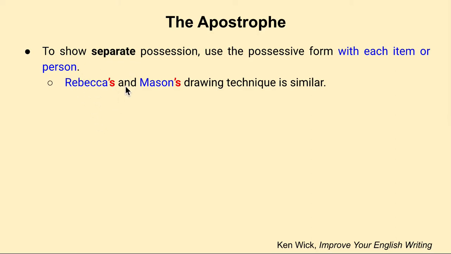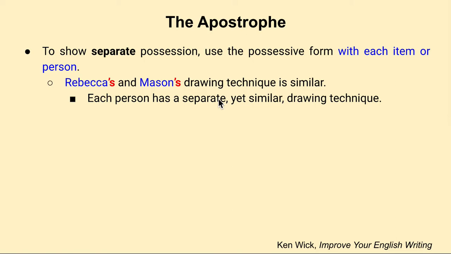So what do I mean by that? To show separate possession, what does that mean? Well, let's just look at the example. It'll make sense with the example. Rebecca's and Mason's drawing technique is similar. Separate possession means each person has a separate and similar drawing technique. It's possessive, but it's separate. They both possess this, but they have separate possession. So use the possessive form with each word. So if you had to say each person had a similar but different drawing technique: Rebecca's and Mason's drawing technique is similar.